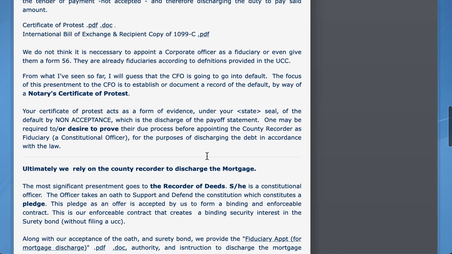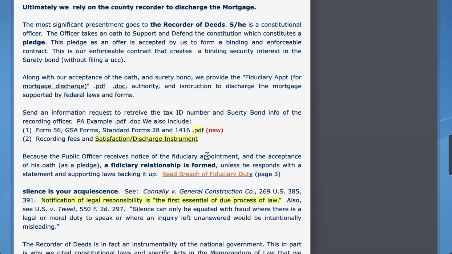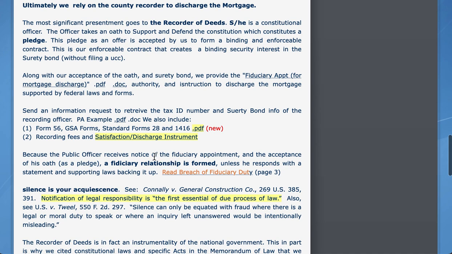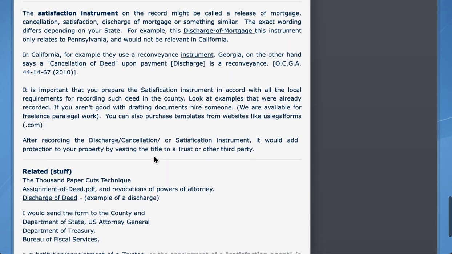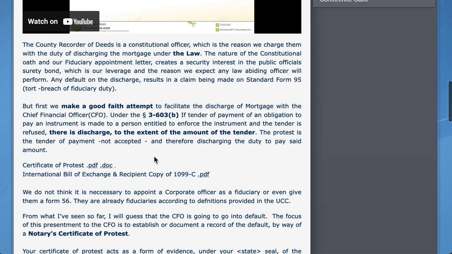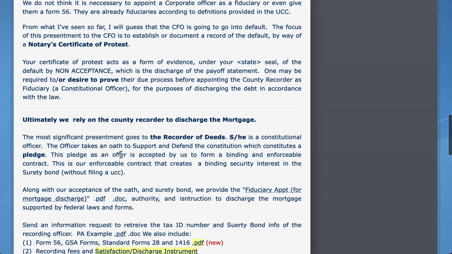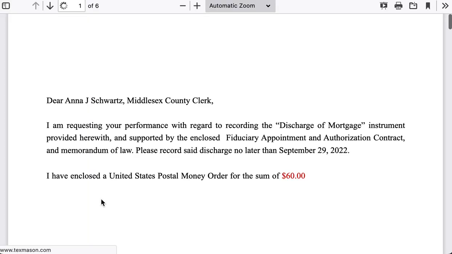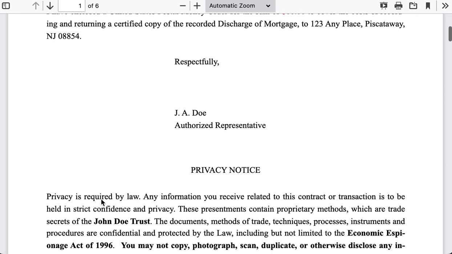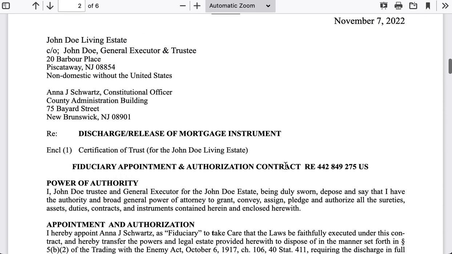So real quick, very quick, before we look at the claim for breach of fiduciary duty, where were we at the last time? We looked at this instrument right here, the fiduciary appointment and authorization contract, right? This was a contract, the fiduciary appointment and authorization contract.